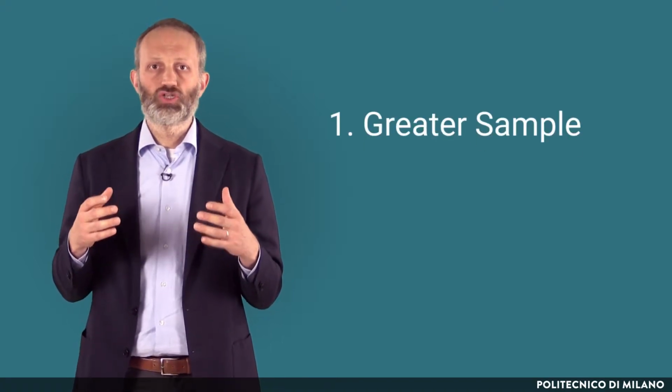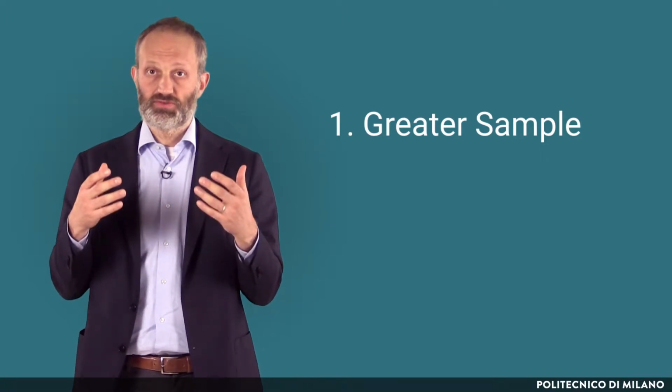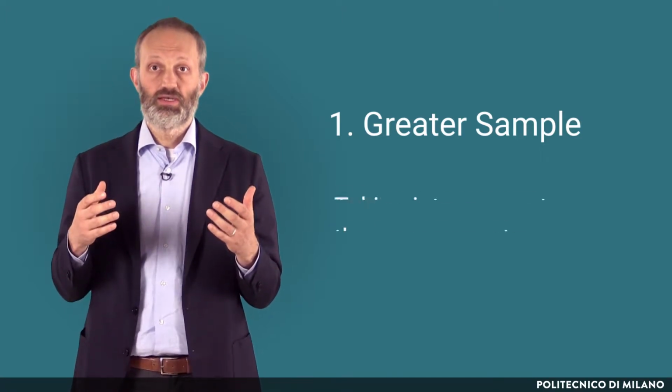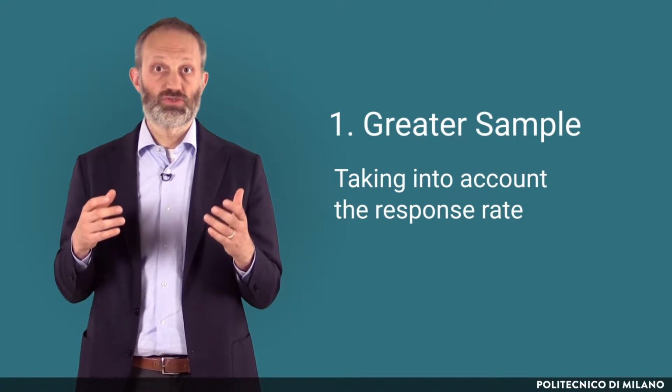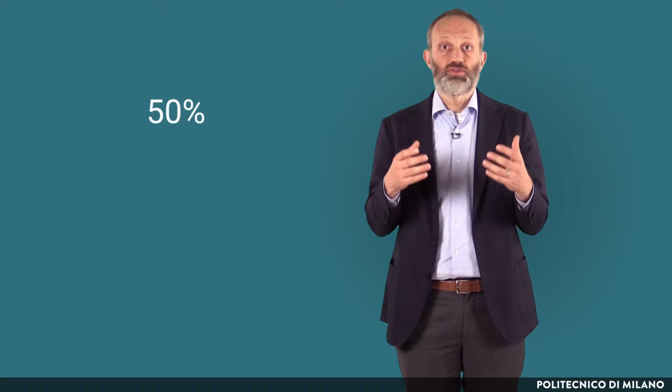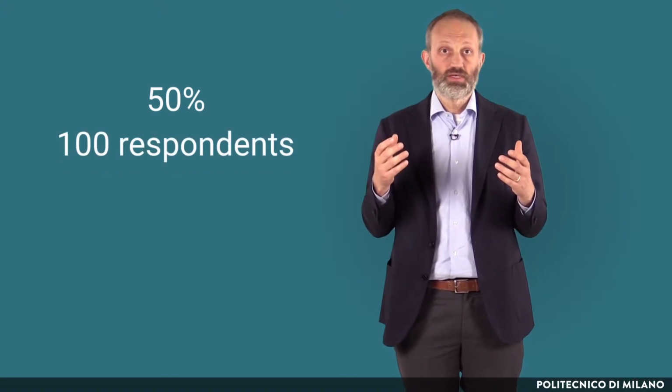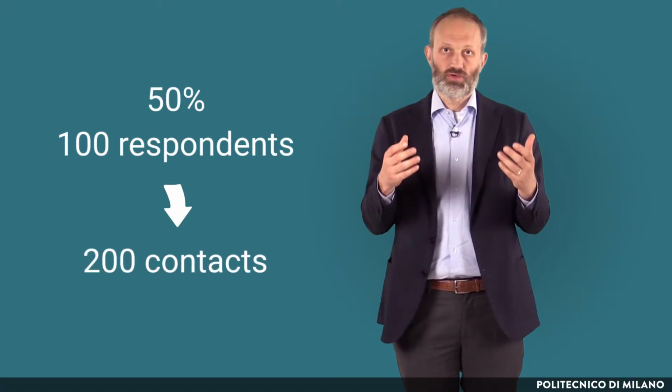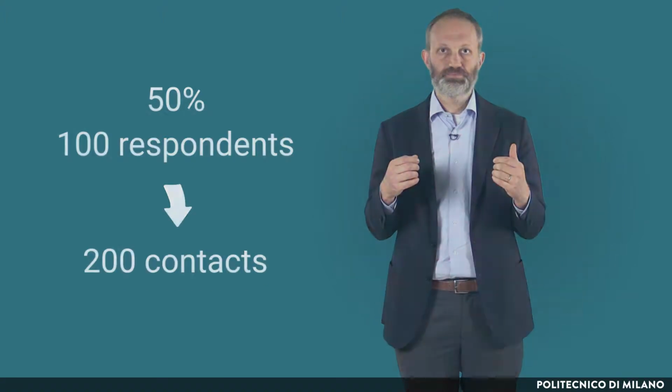In order to reduce this risk, we generally perform two types of actions. First, we sample from the population a number of individuals greater than the target sample size, in order to take into account the response rate. For example, if we expect a response rate of 50% and we target a sample of 100 respondents, we will extract 200 contacts from the population.